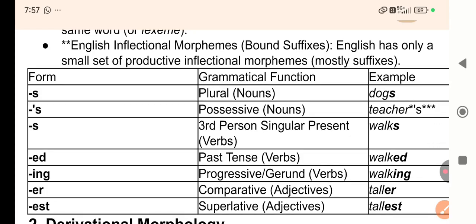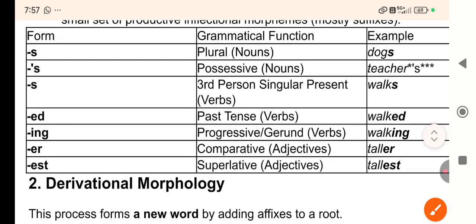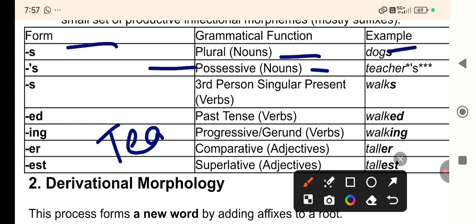English inflectional morphemes are bound suffixes, which means that all inflectional morphemes attach after the root in English, not before the root. English has only a small set of productive inflectional morphemes, mostly suffixes. Exceptions must be there, but mostly suffixes. For example, suppose you have added s, that's a plural: dogs, cats, and so on. And the possessive, that's teacher's, right? So when we write teacher's, girl's, daughter's, whatever.